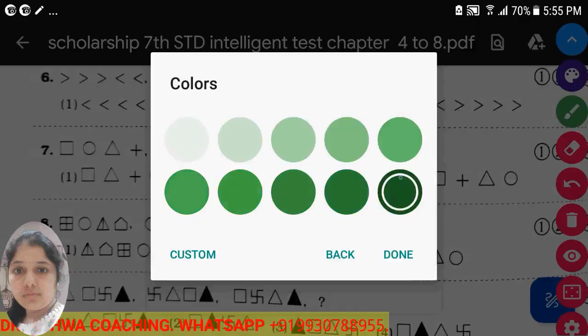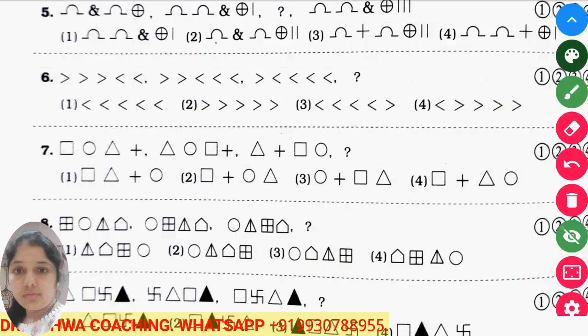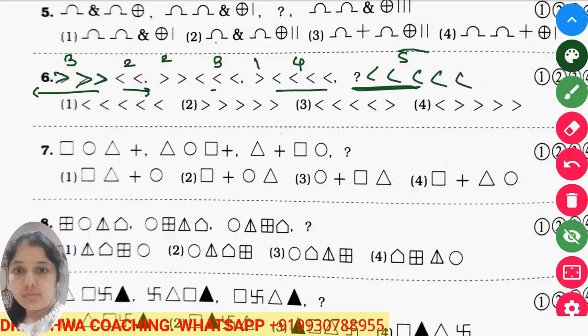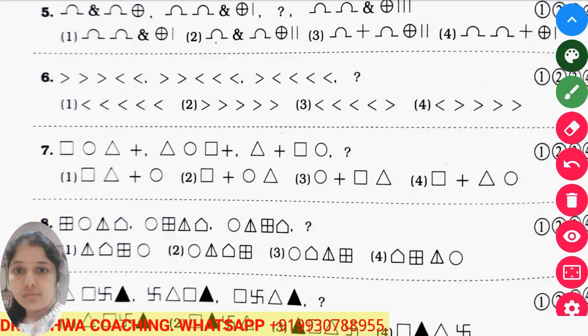When you look at question number 6 carefully, it is very simple. Now see, 2 greater-than or less-than signs are looking at the left side, 2, 3 looking at the left side, 2 looking at the right side, then 2 looking at the left side, 3 looking at the right side, then only 1 looking at the left side, 4 looking at the right side. So here in the next pattern, everyone looks at the right side and they should be 5 in number. So option number 1 is our answer.